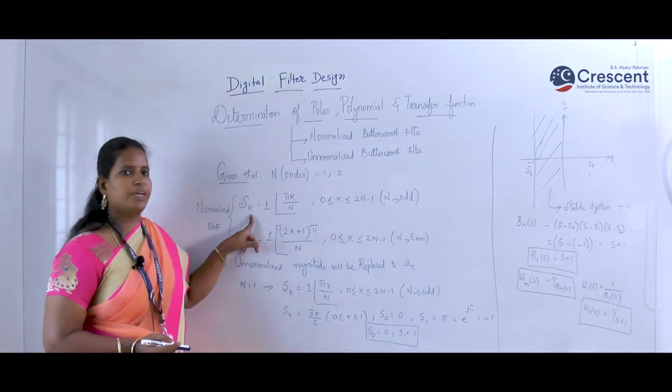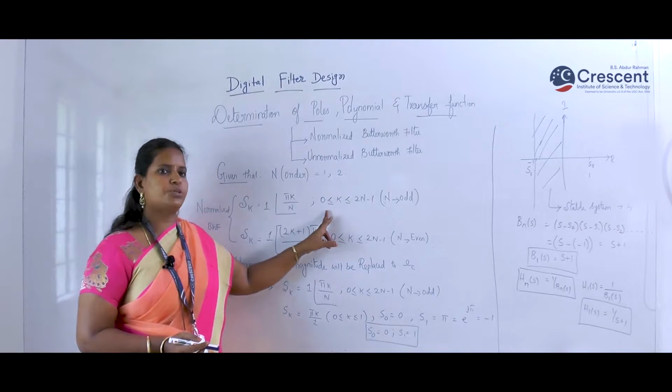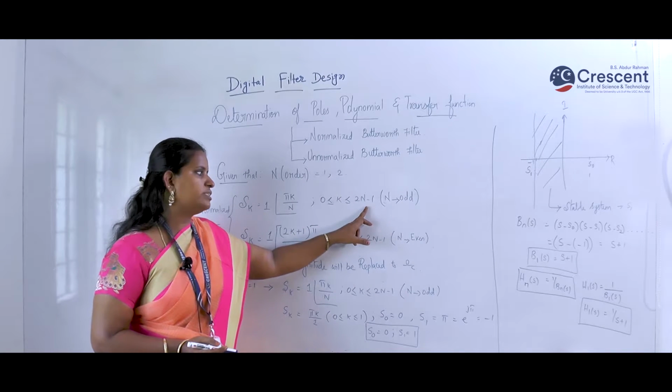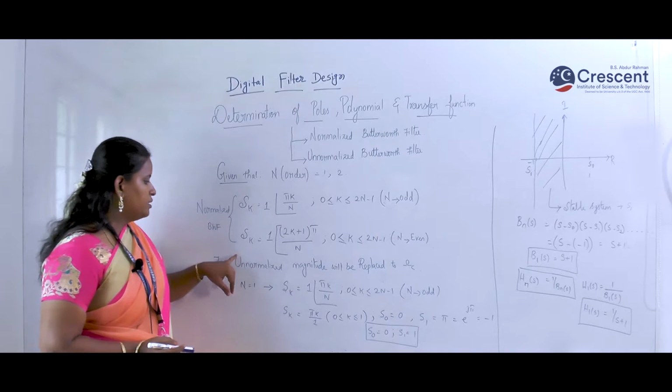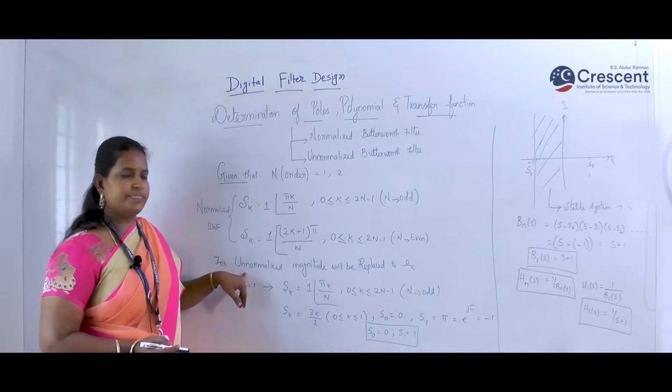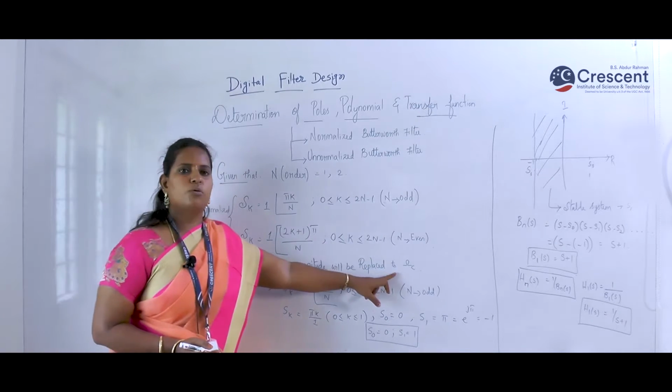Then what is the limit of k? The k will remain in the range of 0 to 2n minus 1. You know what n is? n is the order. So what is the formula for unnormalized? The 1 has to be replaced with omega c.